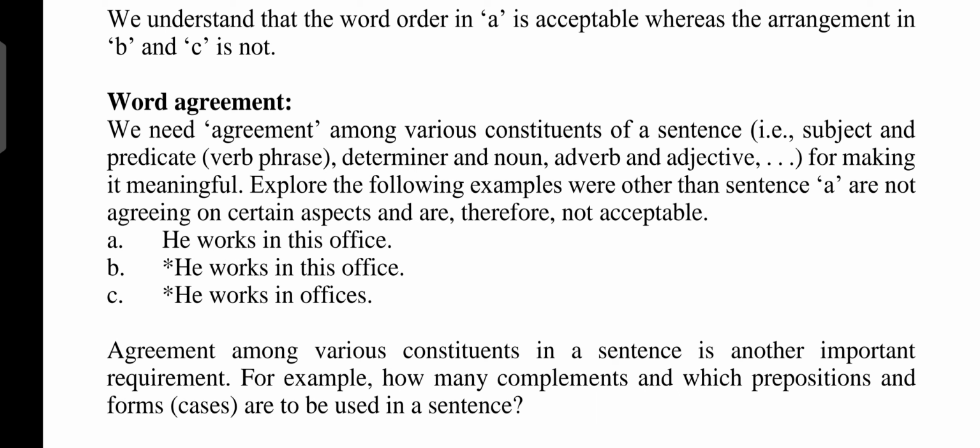So word agreement is very important to understand. We need agreement among various constituents of a sentence, for example, subject and predicate, verb phrase, determiner and noun, adverb and adjective. For making it meaningful, explore the following examples, where the sentences other than A are not agreeing on certain aspects and are therefore not acceptable.